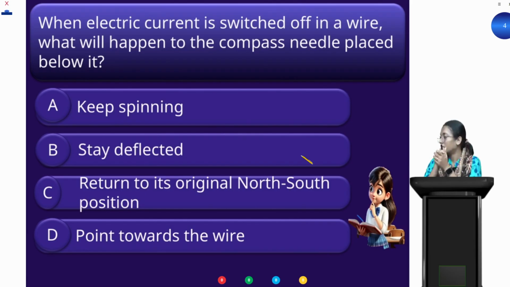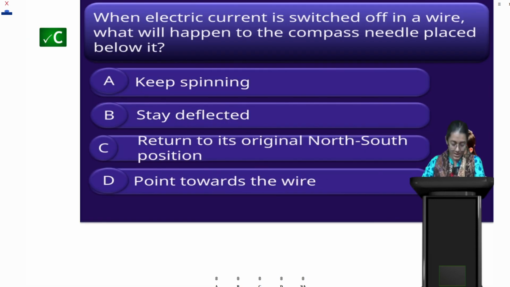What will happen? Very good. So many of you already got the right answer. And with that, your time is up. Let's see. Very good. So, our right answer will be what? Option C. See, the deflection of the compass needle is observed only when the current is passing through the wire.